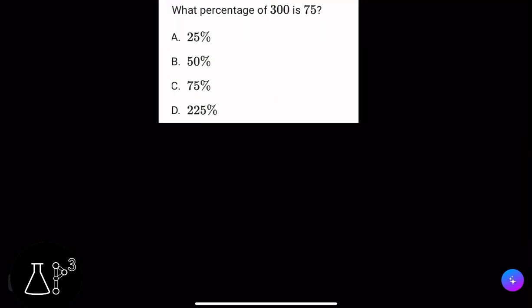Okay, let's do an easy percentage question. What percentage of 375? Well, all we have to do in these types of questions, when we're looking for a percentage of a number in another number, is this. If we're looking for the percentage of 75 in 300, we will want to divide 75 by 300 to get the percentage, which would equal 0.25 if you plug it into a calculator.